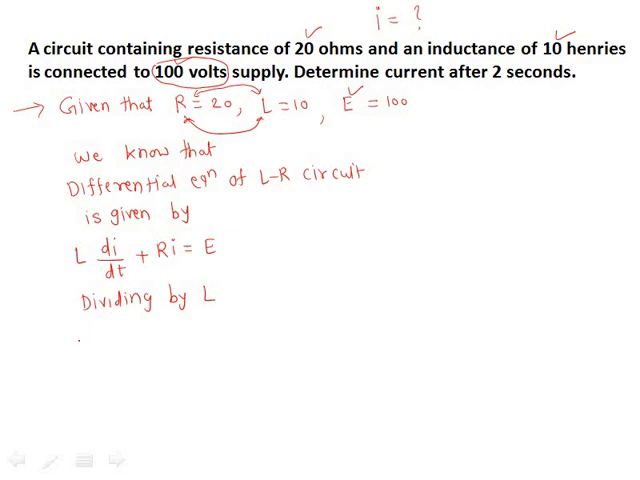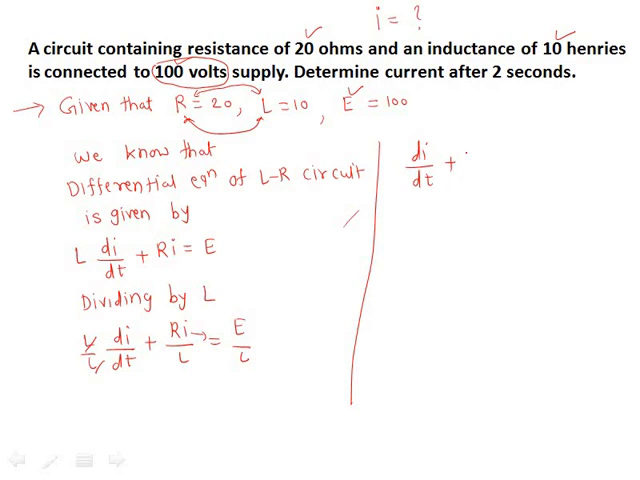So first we will divide throughout by L. I will divide each and every term by L like this, and this L and this L will get cancelled. So what remains is di by dt plus, I will write this I on this side, R by L into I equal to E by L. Now this is the linear differential equation.